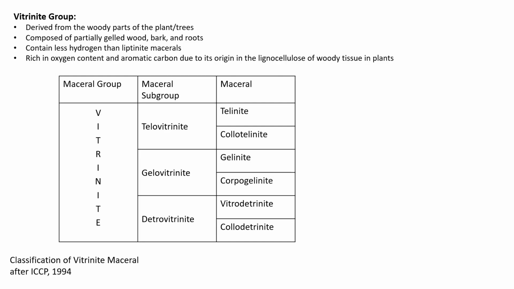The first group is the vitrinite group. The vitrinite group is derived from the woody part of the plant or trees, and thus it consists of cellular structures which are derived from the vegetal material and visible in vitrinite under the microscope.